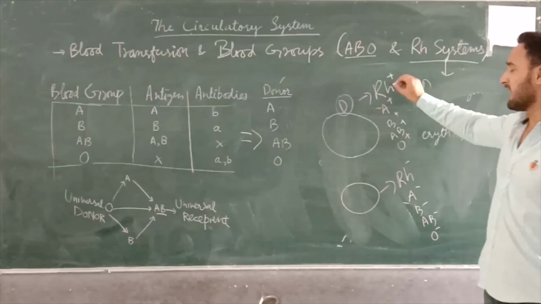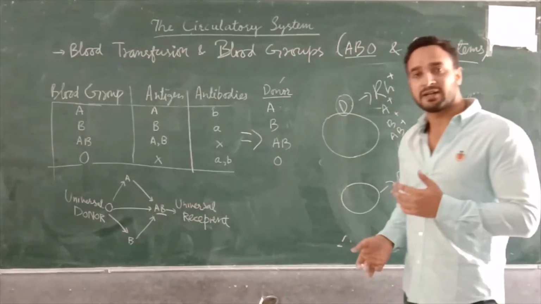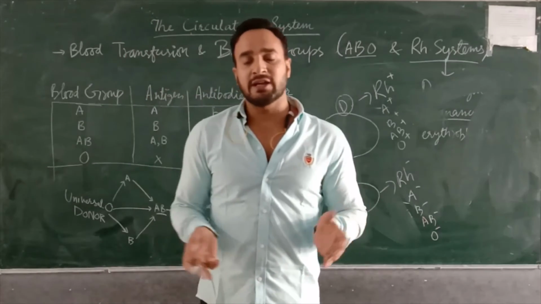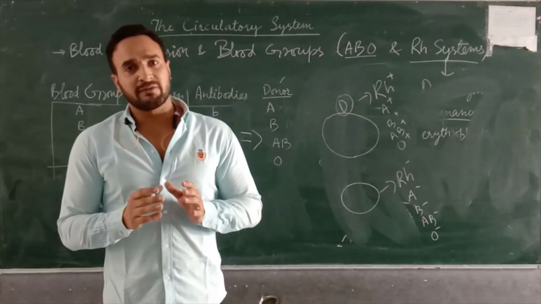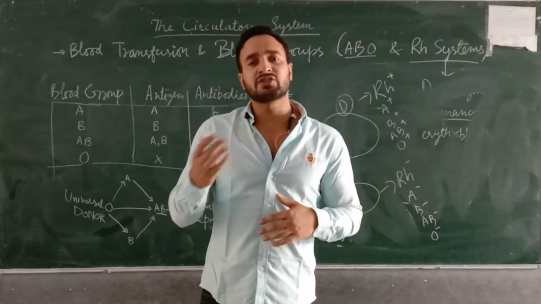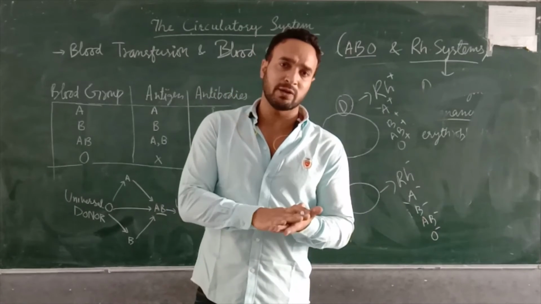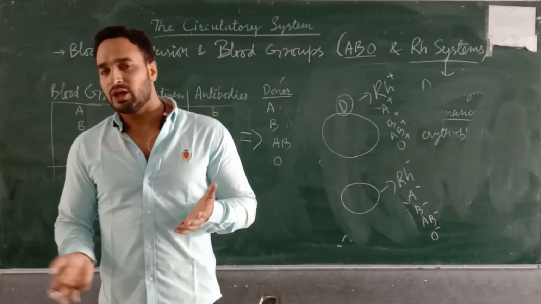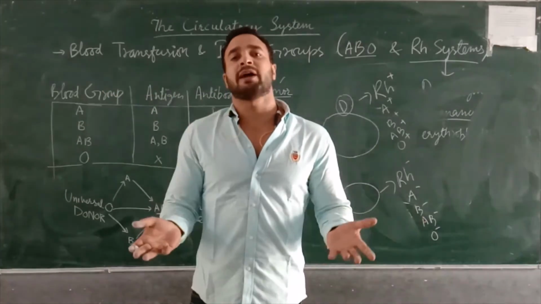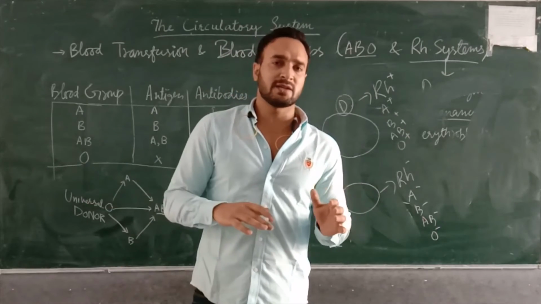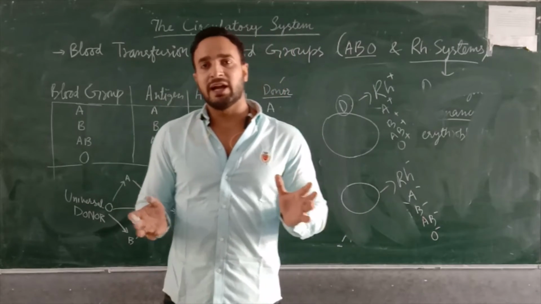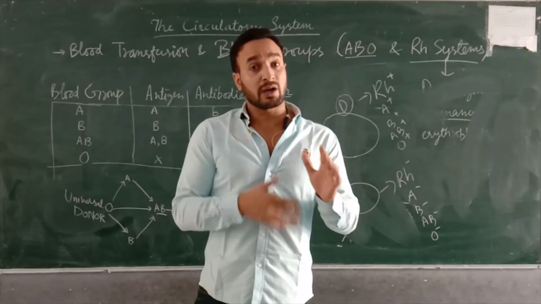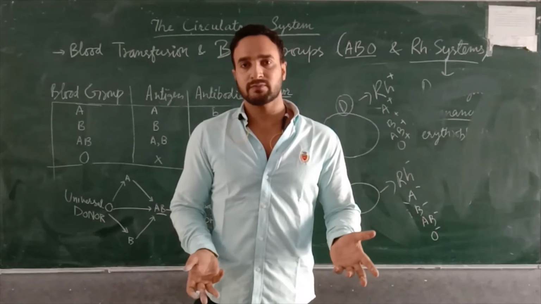So this RH factor does not modify the ABO system. Whether it is present or absent, it does not change your blood group. If you are A blood group, you will stay A whether RH is present or absent. If you are B blood group, you will still remain B blood group whether RH is present or negative. Which means that the RH system does not alter or modify your already existing blood group. Understand?